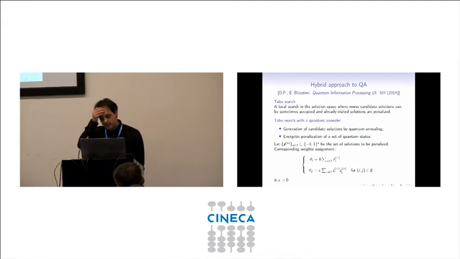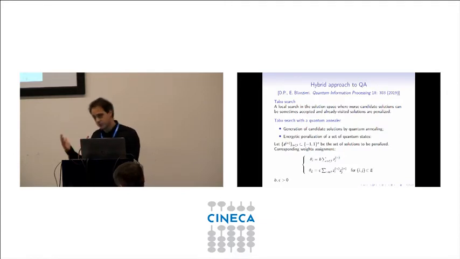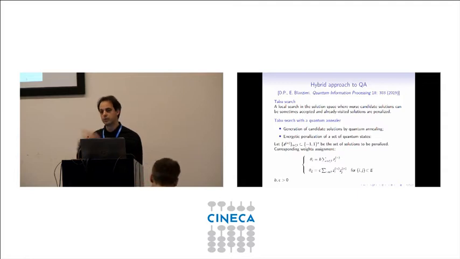Our approach starts from the idea of taboo search. Taboo search is well known in classical computer science. It's a kind of local search where you explore the solution space. Worsening solutions have non-zero probability to be accepted. And the important part of the taboo search is the penalizations on the already visited solutions to avoid a redundant search in the solution space.